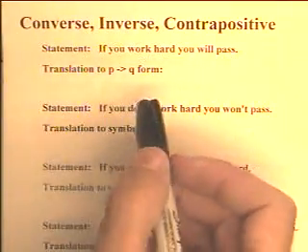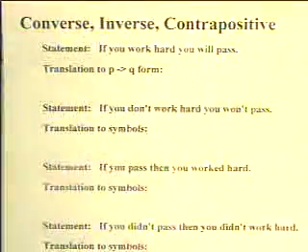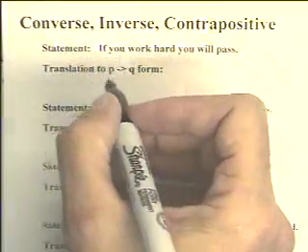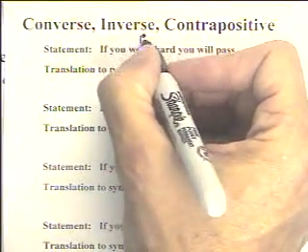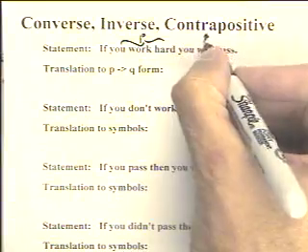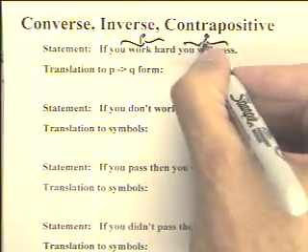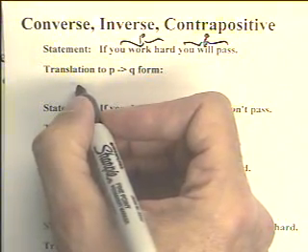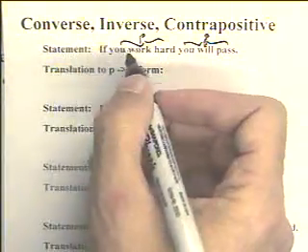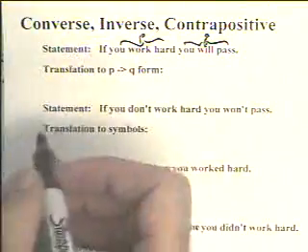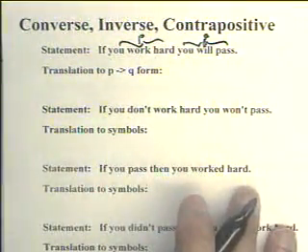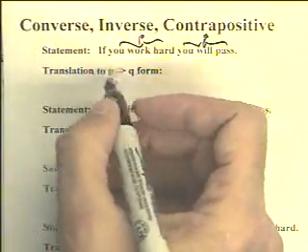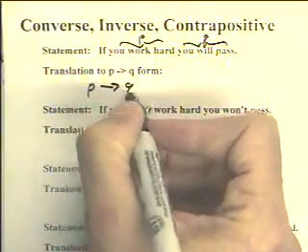Let's take the statement, if you work hard, you will pass. Now we can translate that to if P then Q form very easily. P is you work hard, and Q is you pass, or you will pass. So this is simply translated by letting P equal you work hard, Q equal you pass. And really I mean to say here, this is just translated in symbols as if P then Q.